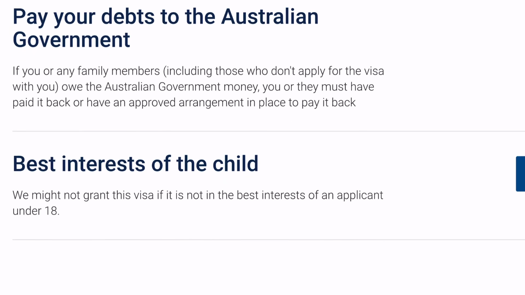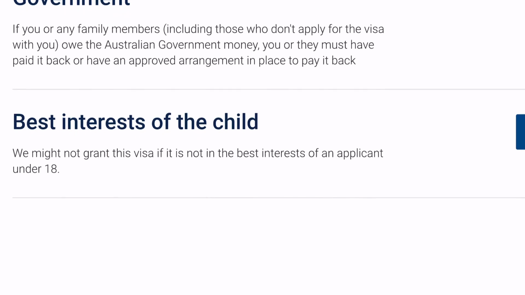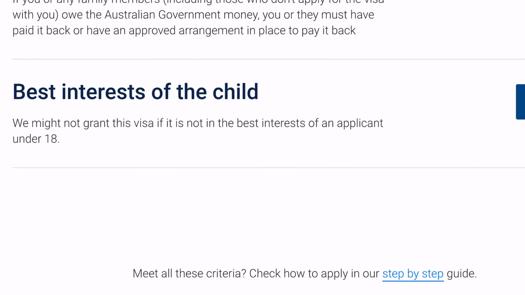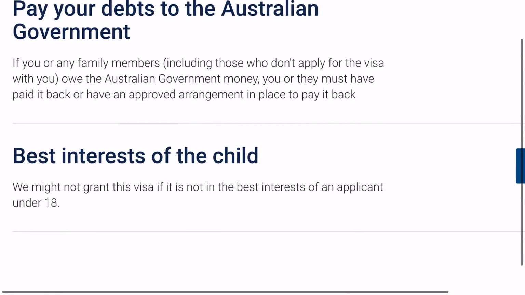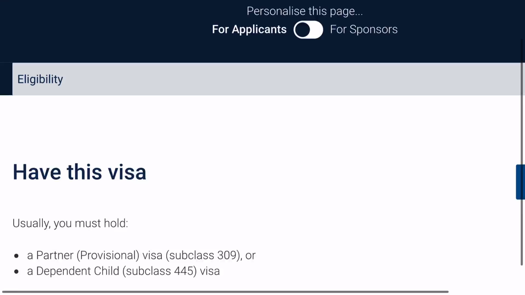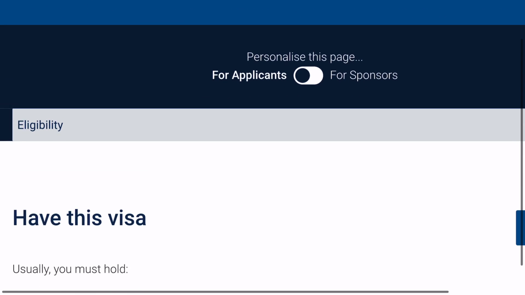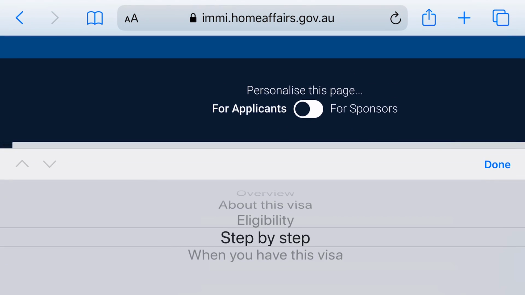Pay your debt to the Australian government. We might not grant this visa if it is not in the best interest of an applicant under 18. Okay, so these are the eligibility criteria. Now step by step.